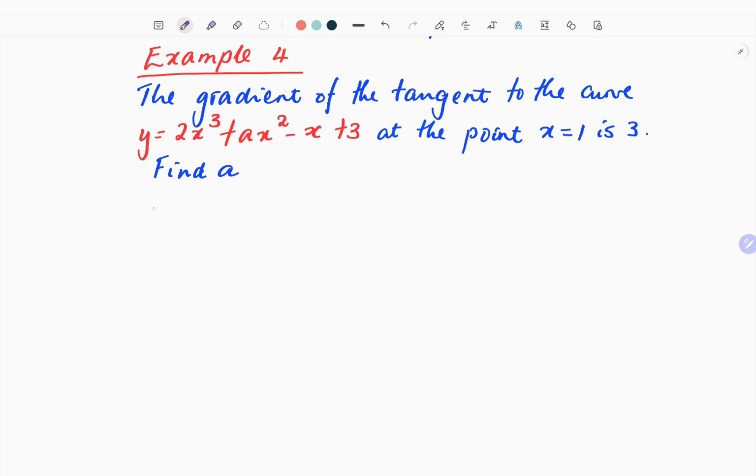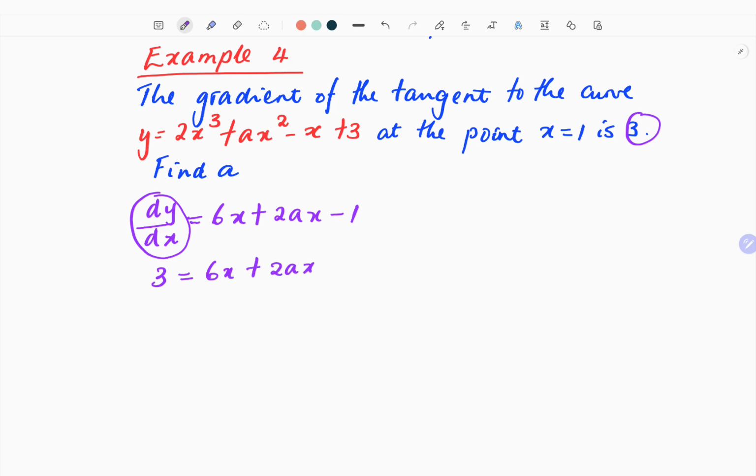First things first, find dy/dx. dy/dx will be equal to 6x squared plus 2ax minus 1. And remember, we said the dy/dx is actually your gradient, which is 3 that is given. So 3 is equal to 6x squared plus 2ax minus 1. And in this case, that gradient 3 is at the point x is equal to 1. So we substitute 1 for x.